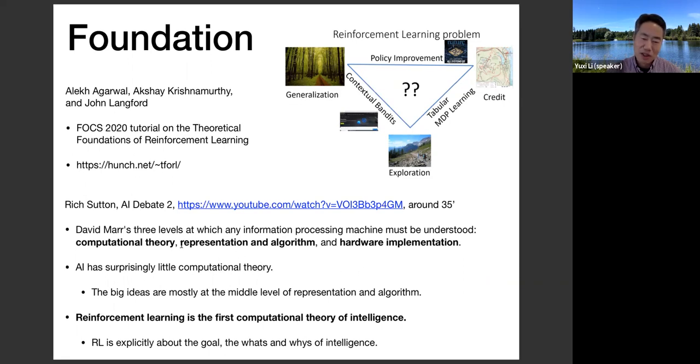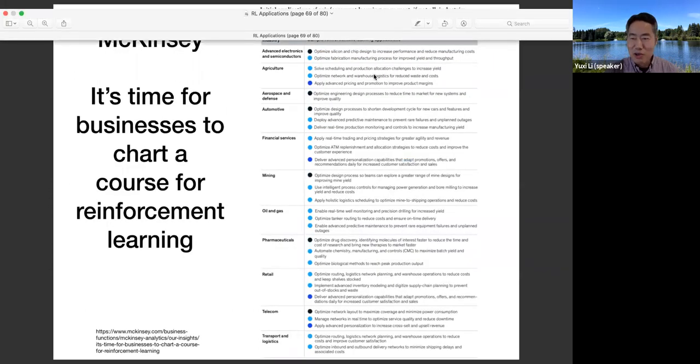He mentioned something like the AI for the information processing machine. We need to have computational theory. We need to have representation and algorithm, and we need to have hardware implementation. And he gave a remark about reinforcement learning being the first computational theory of intelligence. Yeah, this one is probably debatable, but this is from Sutton.